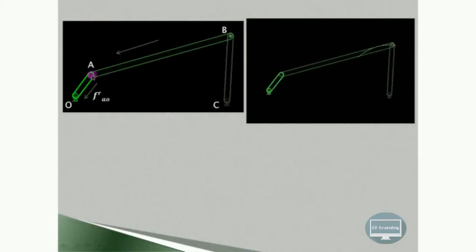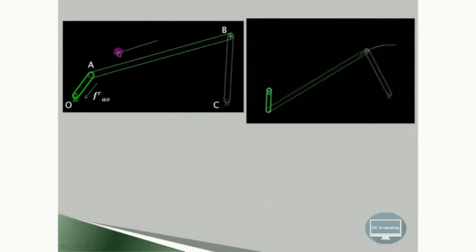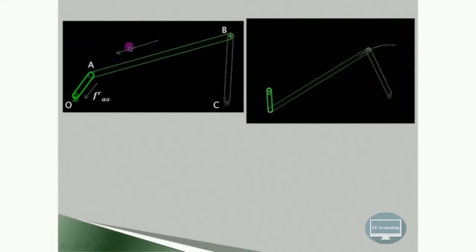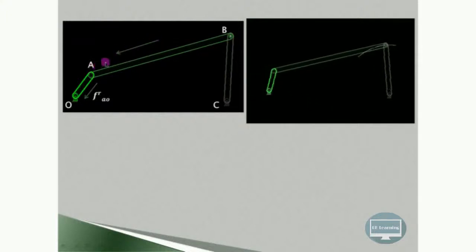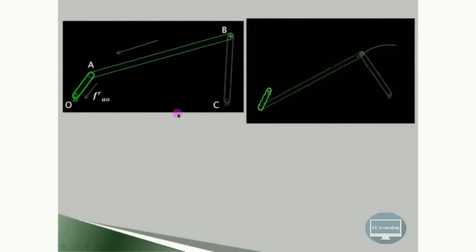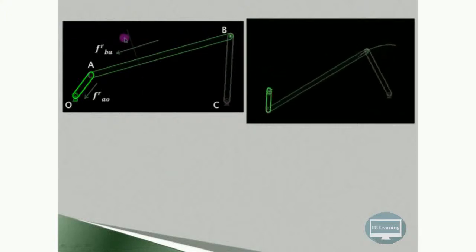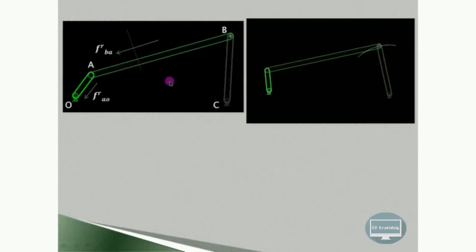So let us assume that A is the center. So the radial acceleration of B with respect to A is directed towards A. Assuming A as the center, the radial or centripetal acceleration is directed towards A. So this is FRBA. Then the tangential acceleration is always perpendicular to the link, but here its magnitude and direction are not known to us.